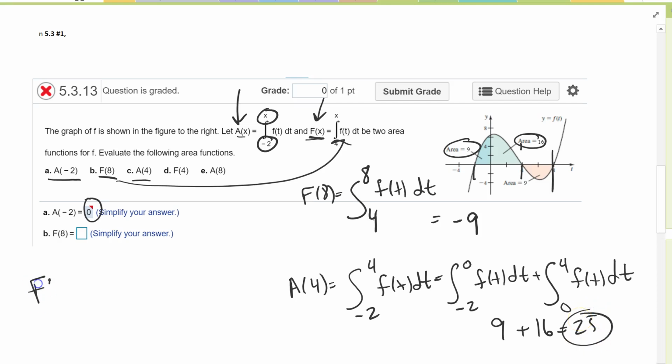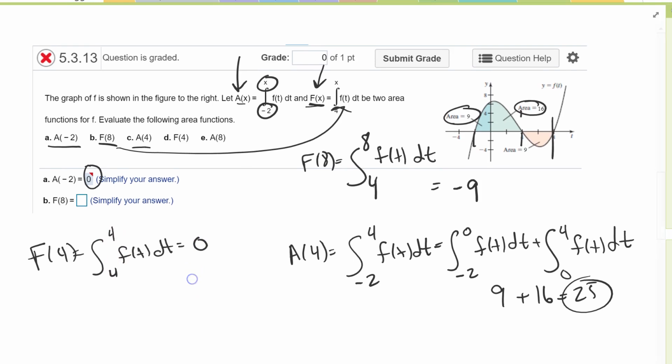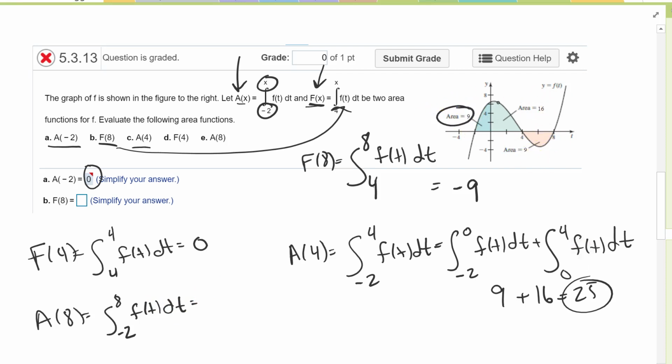If we look at f of 4, then we're taking the integral from 4 to 4 of f of t dt, and that is 0 because I don't have a width there. And then a of 8 is going to be the integral from -2 to 8 of f of t dt, and that's going to be the whole thing here. Keep in mind, if it's above the x-axis, it's positive. If it's below it, it's negative. So it'd be 9 plus 16 minus 9, which gives me 16. So -2 to 0, 0 to 4, and 4 to 8 would be encompassing all that.